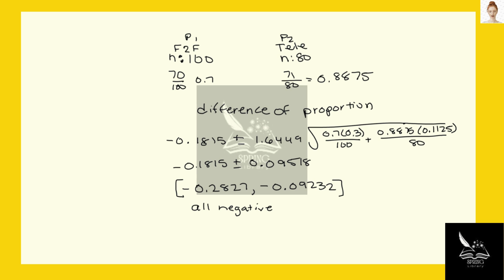Comment on the meaning of the confidence interval in the context of the problem. At 90% level, do you detect any difference in the population proportions of face-to-face interviews compared to the telephone interviews? So yes, because the interval contains only negative numbers, we can say that there is a higher proportion of accurate responses in telephone interviews. So it would be the last one.